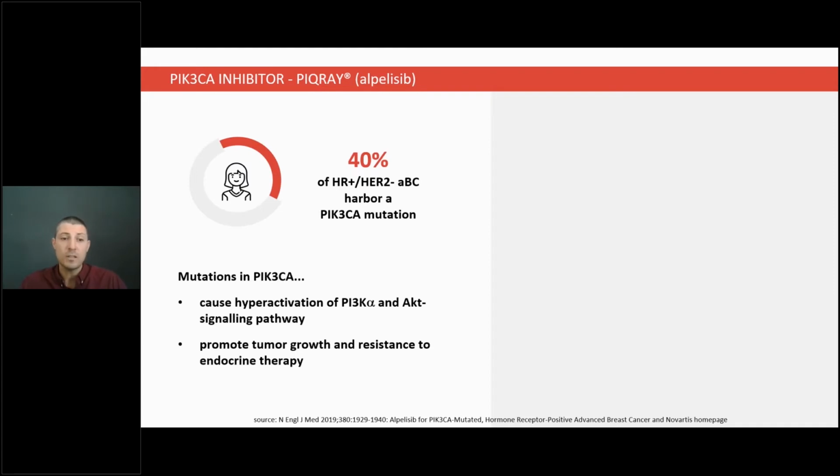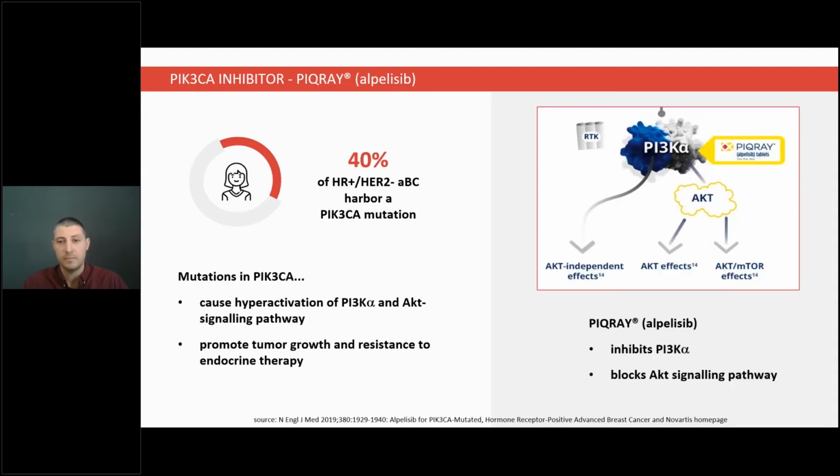Mutations in PIK3CA cause a hyperactivation of the alpha subunit of PIK3 and hyperactivation of the AKT signaling pathway. And this promotes tumor growth and resistance to endocrine therapy. The mode of action of this new drug, Piqray, is that it inhibits the alpha subunit of PIK3 and blocks the AKT signaling pathway.